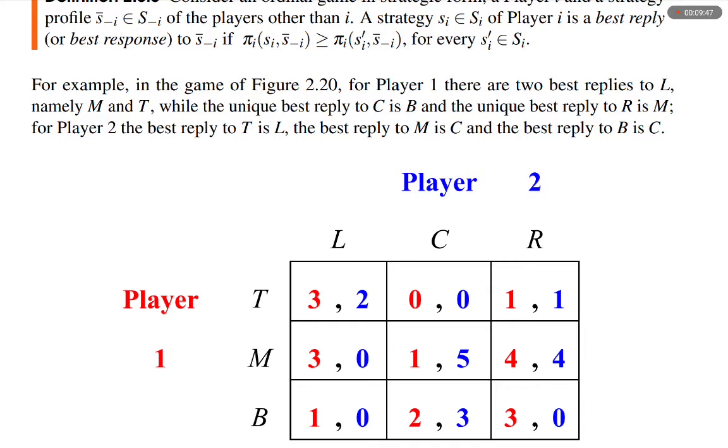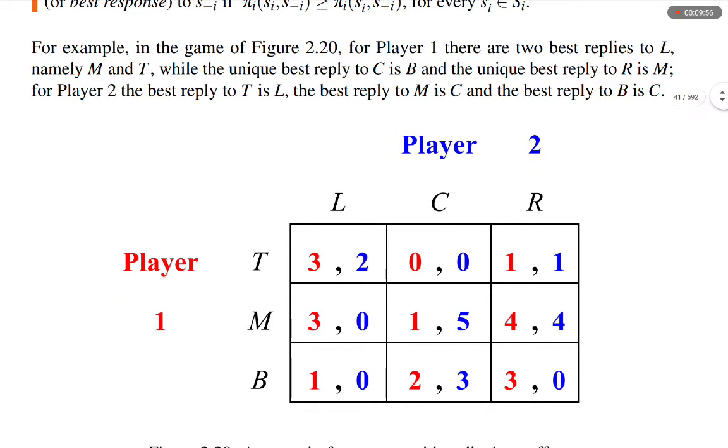For example, in the game of Figure 2.20, for player 1, there are two best replies to L, namely M and T, while the unique best reply to C is B, and the unique best reply to R is M. For player 2, the best reply to T is L, the best reply to M is C, and the best reply to B is C.